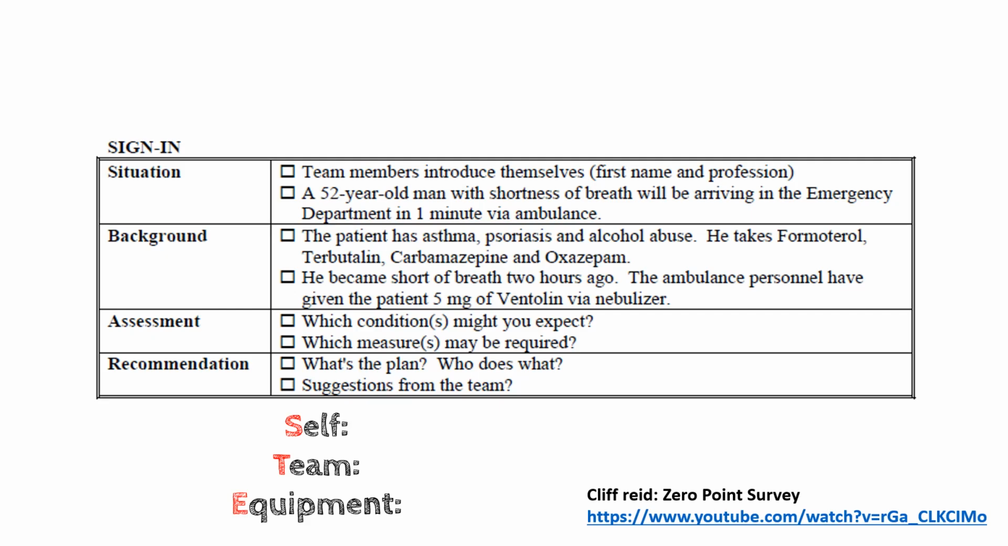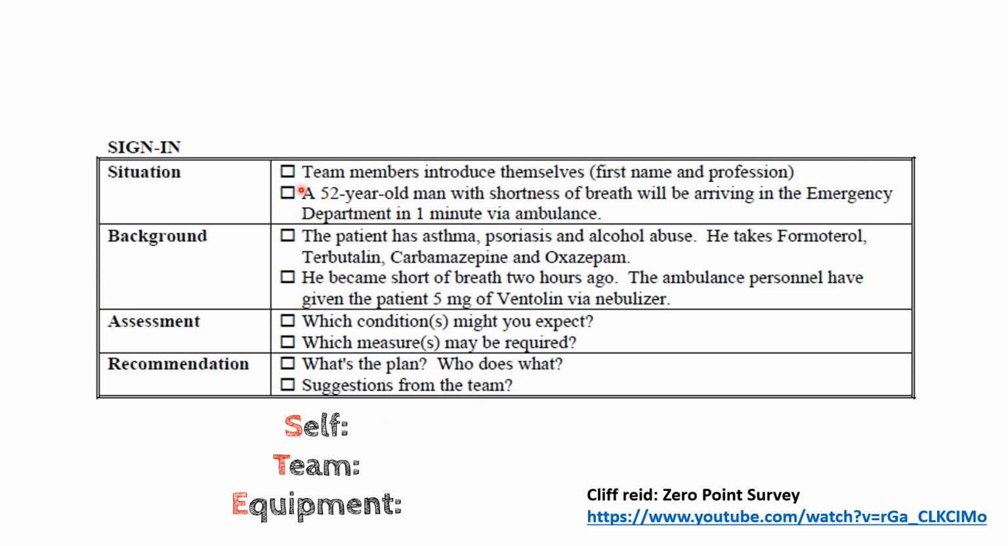All right, let's get to a case from an emergency room with the dyspnea framework. In 2 minutes, you'll be getting a patient who's 52 years old, who's a frequent flyer, it seems. He has asthma and psoriasis, maybe COPD, it's kind of unclear, alcohol abuse, and he takes these medications. He became short of breath 2 hours ago, and the ambulance has given him 5 milligrams of Ventolin by nebulizer, and he's coming in.